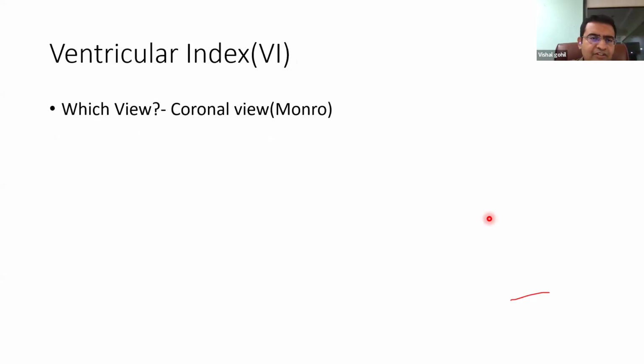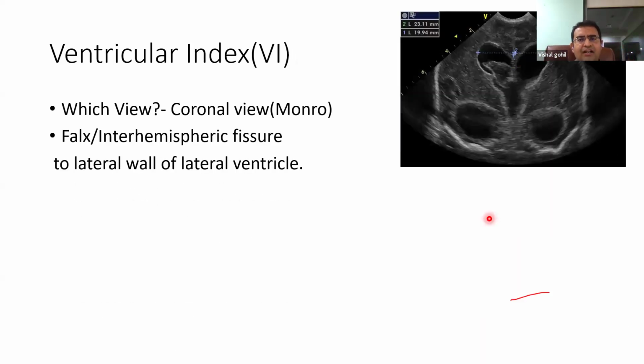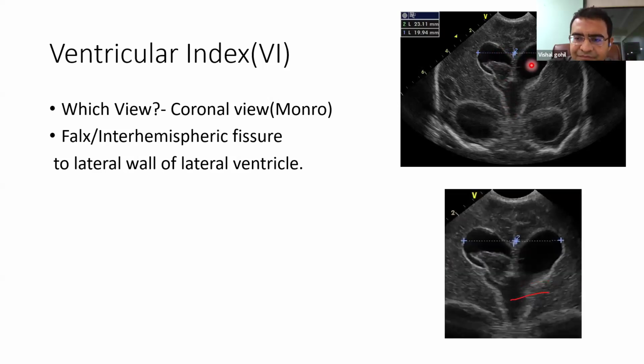So let's talk about the ventricular index. How does it look, and in which view can we measure? So this is your foramen of Monro view, and this is the typical shape of the lateral ventricle, okay? You can see there is a ventricular dilatation over here. If I make it bigger, then you need to take a measurement from the interhemispheric fissure, or what we call the falx cerebri, to the lateral wall of your lateral ventricle, okay? So you get the number in the corner.